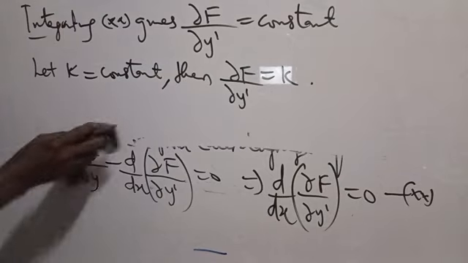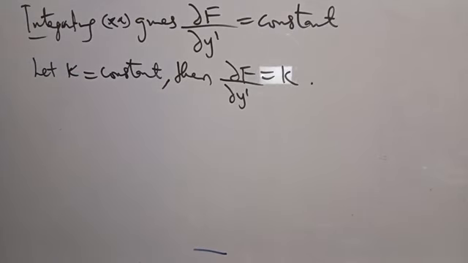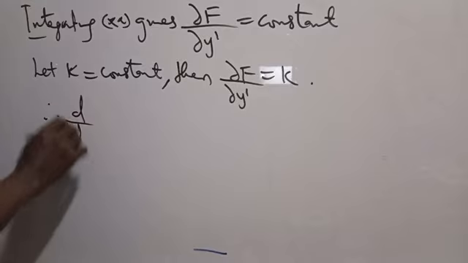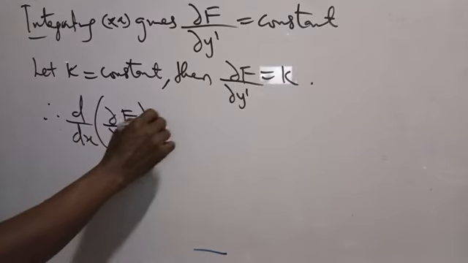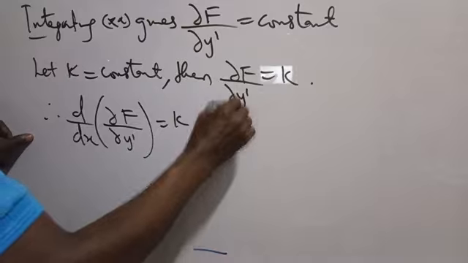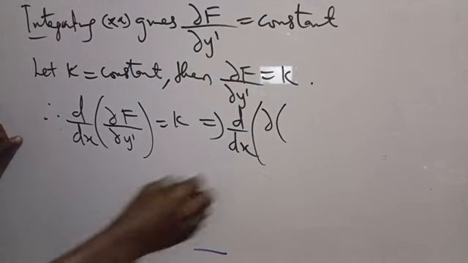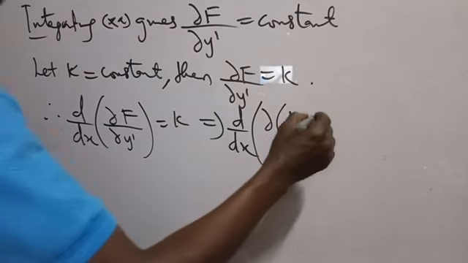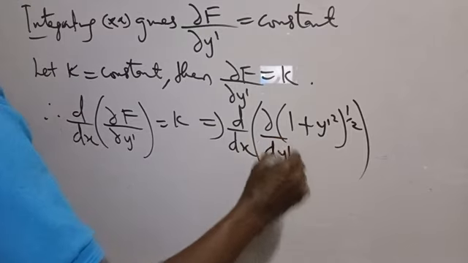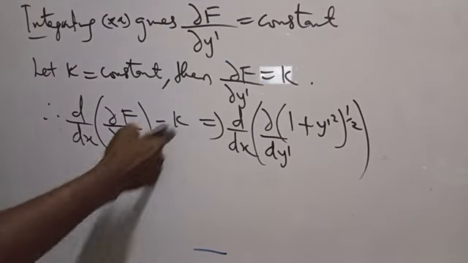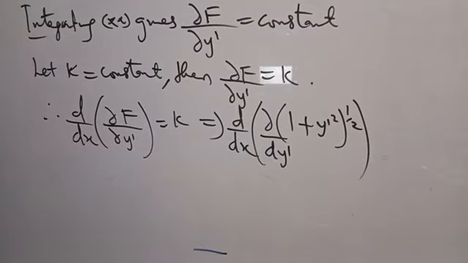And so what are we saying here? We are simply saying that del f del y prime is equal to k, which implies d dx rather, of del of, and what is our f? Our f is 1 plus y prime squared raised by half, del y prime, is equal to k. So that implies we have to differentiate this function partially with respect to y prime.